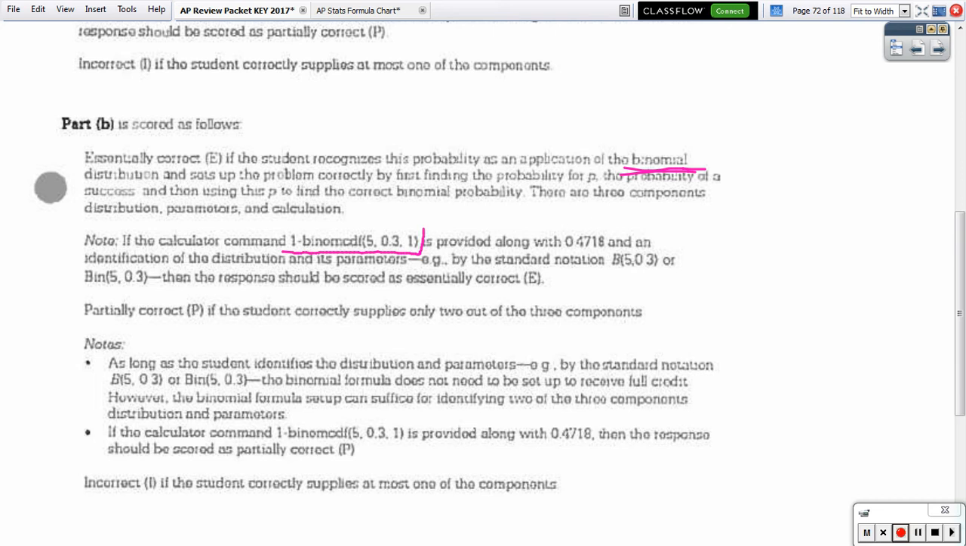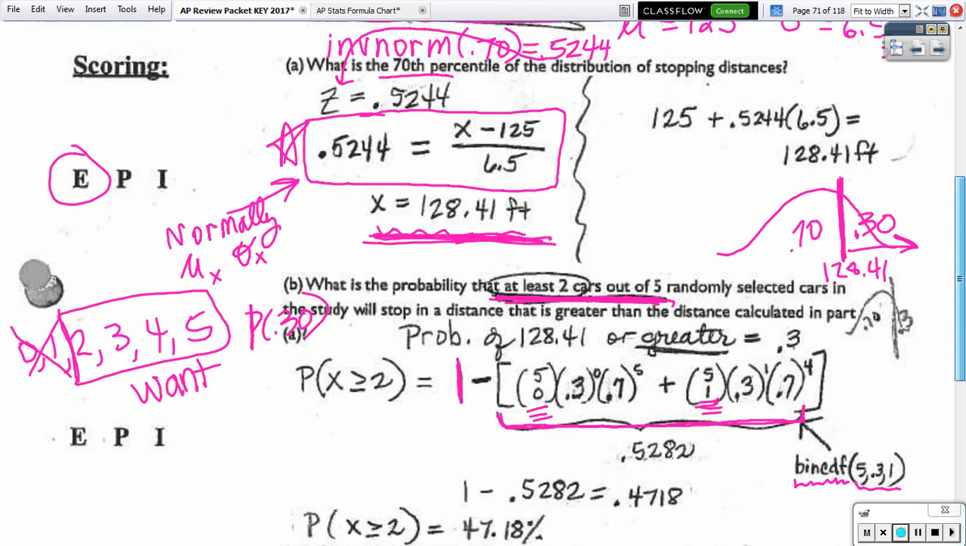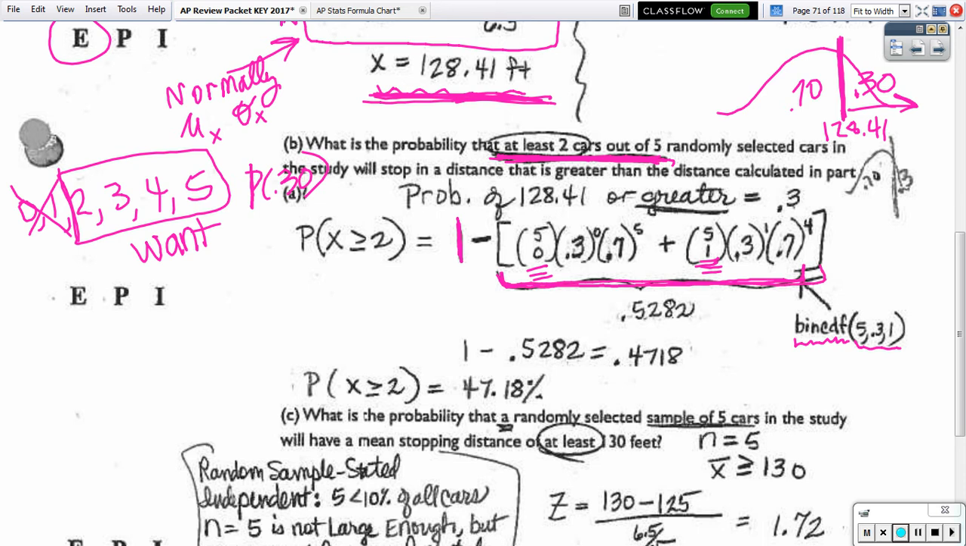If all you had was this calculator command of 1 minus binomial CDF and the answer, then that is going to be scored partially correct because you haven't indicated that it's a binomial distribution. You would have to give the correct formula. That's why I'm telling you that this formula has to be there in some regard, whether you did 2 to 5 or 1 minus 0 and 1. The formula has to be there to denote binomial distribution.